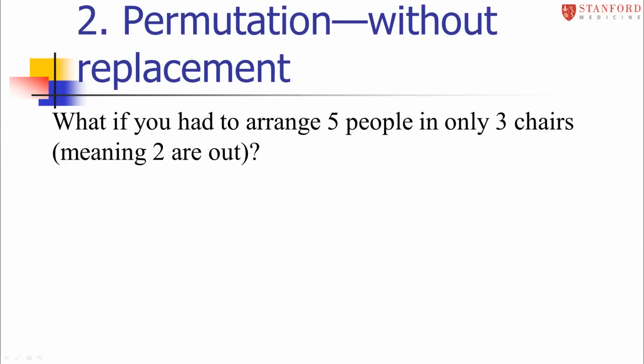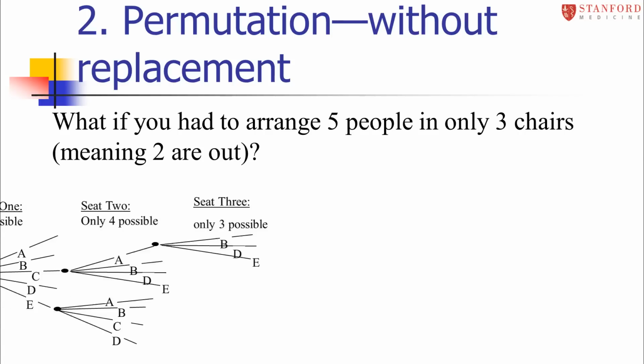What, however, would happen if I changed the problem a little and I said you had to arrange 5 people in only 3 chairs? In other words, you've got to kick 2 out of the debate. And again, we're doing this randomly. What are all the possible ways that you can sit 5 people in only 3 chairs? Well, to solve that, we can again write out the tree.